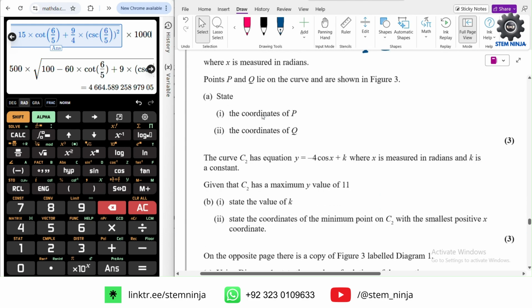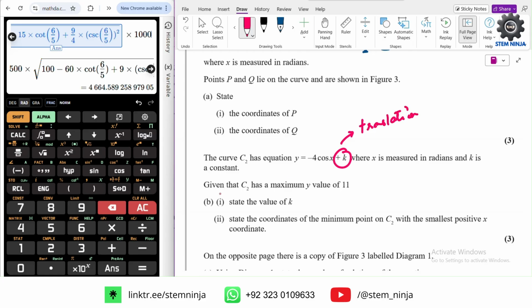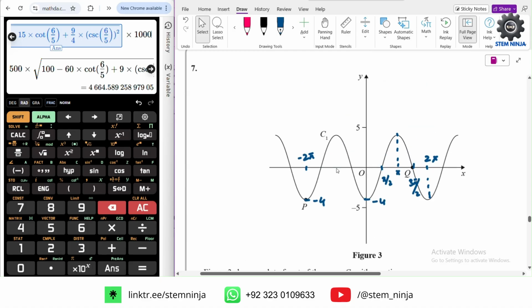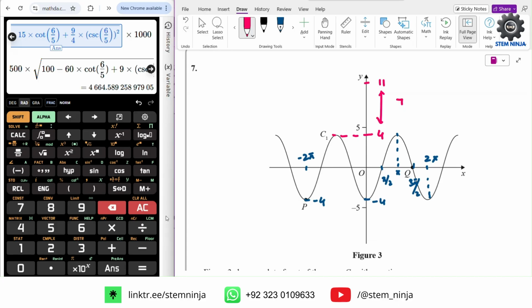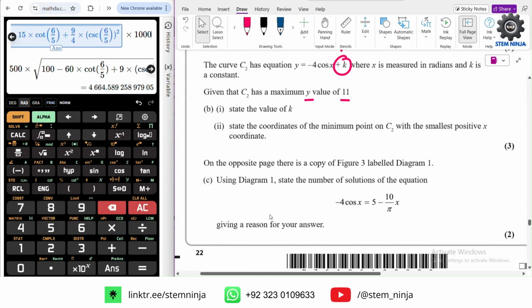Okay, so the curve C2 has equation y is equal to minus 4 cos x plus k, where x is measured in radians and k is a constant. So this factor introduces translation. Given that C2 has a maximum y value of 11, state the value of k. So over here the maximum value was 4. And now if it's going to 11, then 11 minus 4 would be simply the answer, which is going to be 7.